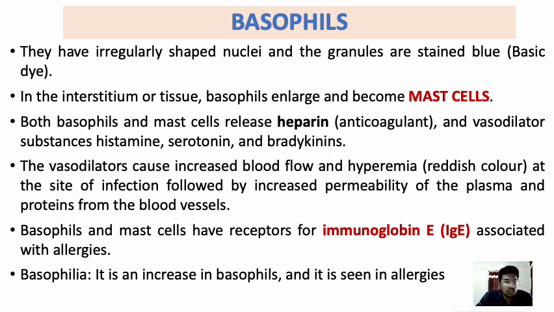The vasodilators cause increased blood flow and hyperemia, which is the reason for the reddish color at the site of infection. And it is followed by an increased permeability of the blood vessel to plasma and proteins. That's why we always see a little bit of swelling there. The basophils and mast cells have receptors for immunoglobulin IgE associated with allergies. Basophilia is an increase in basophils and it is seen in allergies.